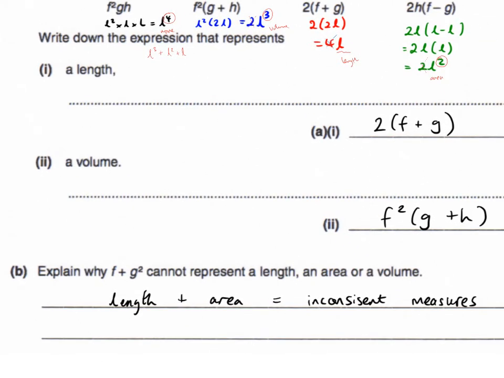Well, I said here that's going to represent a length and an area, which is inconsistent measures. To be a length, an area, or a volume, they've got to be consistently length, add length, take away length, or area, add area, take away area, or volume, add volume, take away volume. Okay, they've always got to have the same thing in them. These don't, hence they're inconsistent, so you can't have them.